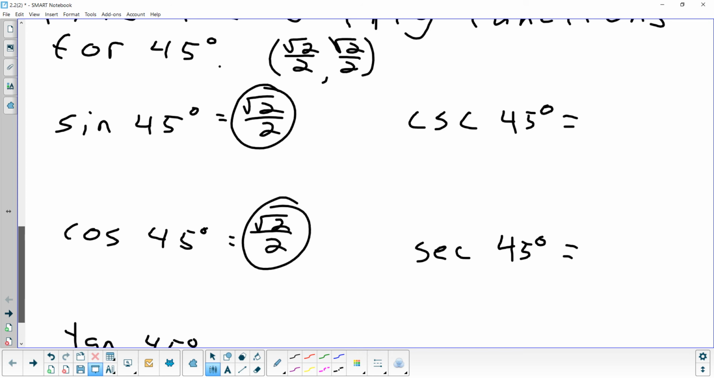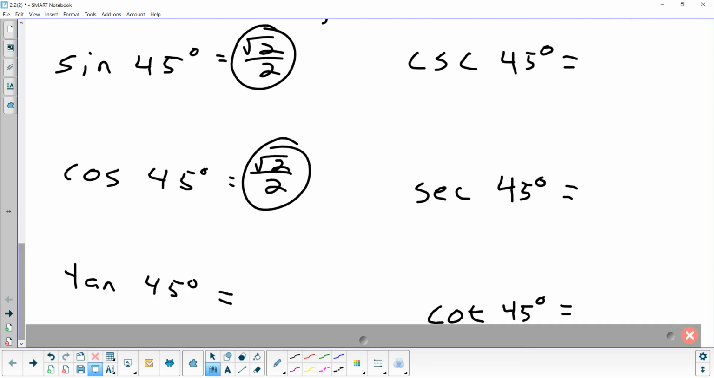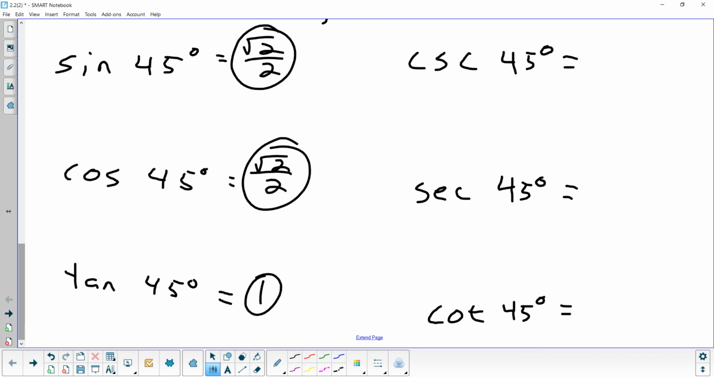Okay, Olivia, how about my tangent? The square root of 2 over 2, and then over the square root of 2 over 2. Yep, so it's the square root of 2 over 2 divided by the square root of 2 over 2, so we're dividing two things that are the same. And what do you get when you divide two things that are the same? 1. Okay, so now we've got the 3 on the left.